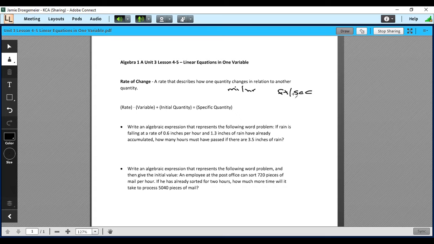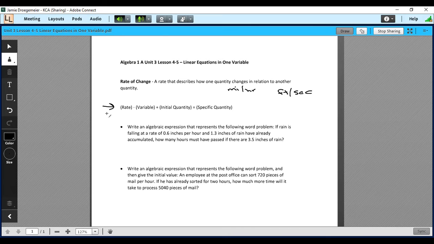And so in this particular lesson, we're looking at how we can write linear equations with a rate of change. And we're going to be using this kind of general framework for setting up these equations. So we're going to be taking the rate times the variable. We'll add any initial or starting quantity, where we started, and putting that all together, that's going to get us to a specific quantity. So let's look at that in practice with this first example.